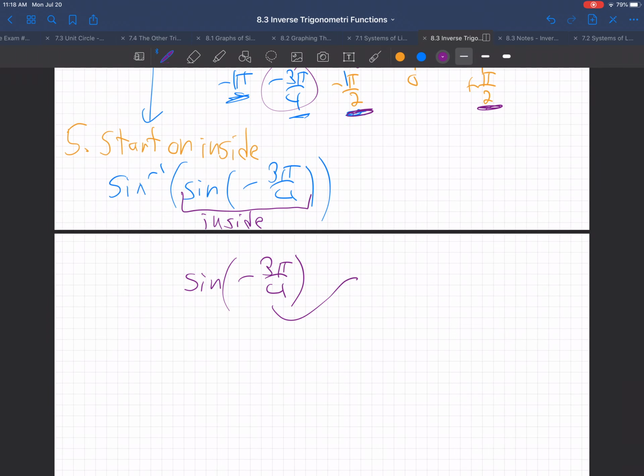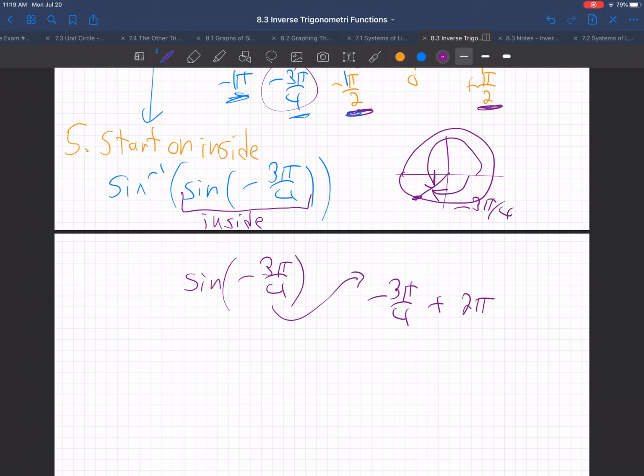Remember, with negative angles, we always just add 2 pi. Just add a full rotation, because we have to find that angle on the unit circle, and the unit circle doesn't list any negative angles. So it's better to just add 2 pi and make it a positive angle. Remember, the unit circle is just that, a circle. So negative 3 pi over 4, which is right there, is the same thing as some positive angle.